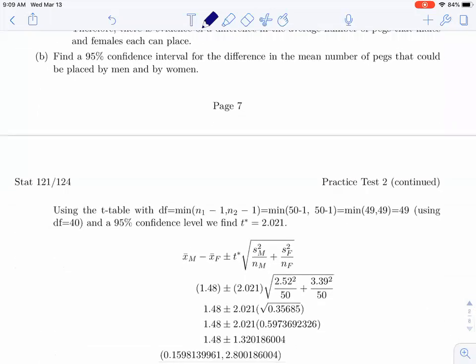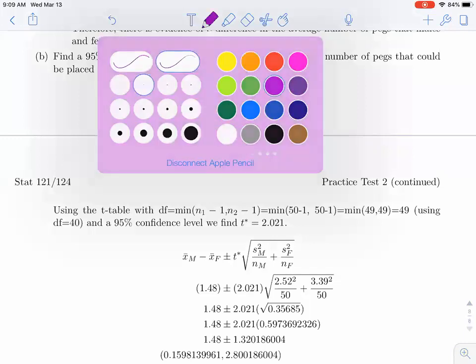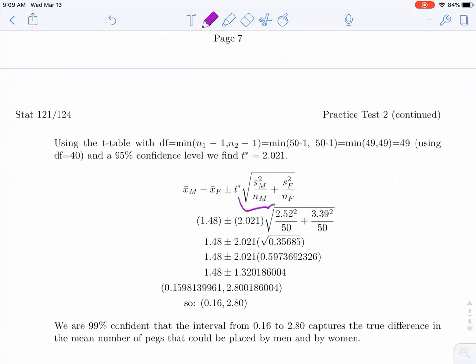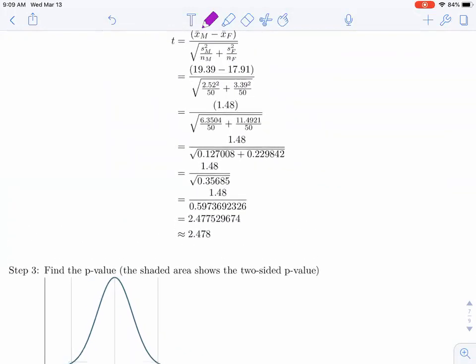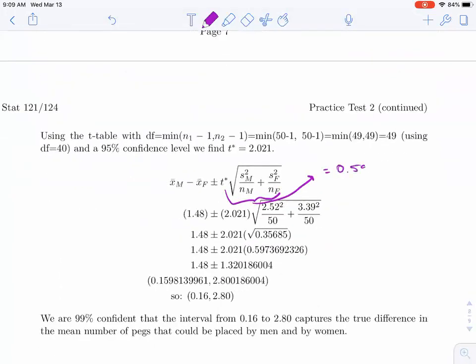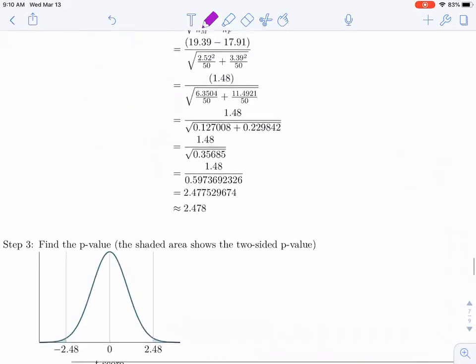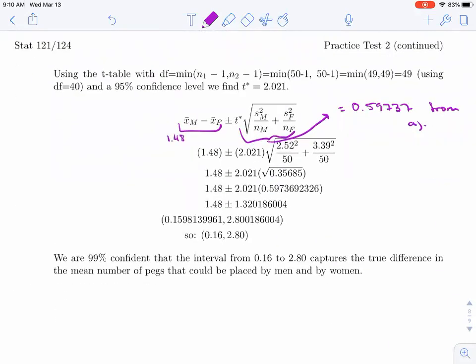Finish it off with a confidence interval. Here, remember what's nice is if you've done all the work in part A for finding this huge square root, you can say that, well, I know that this is 0.59737 from A. So you don't have to show the work again. You can just reuse it because you have shown me that you know how to calculate it once, and so then you can recycle it. Even if you wanted to, you could say, well, this is, what was it, 1.48 from part A.